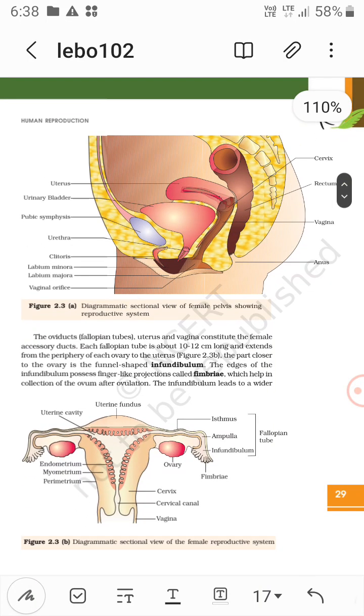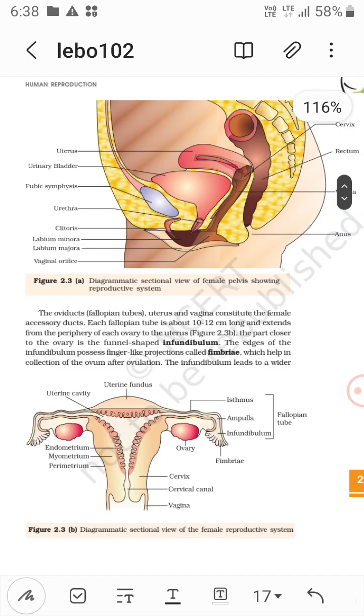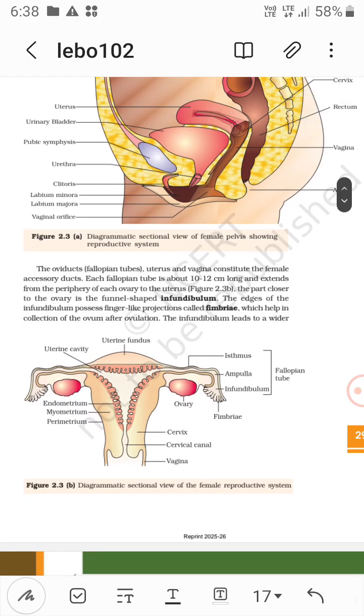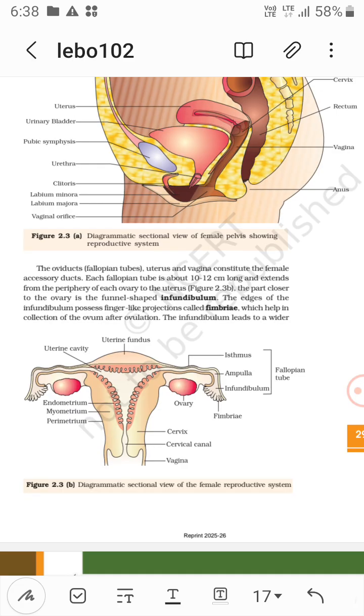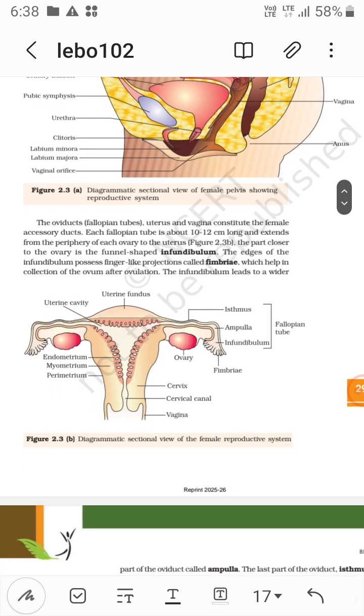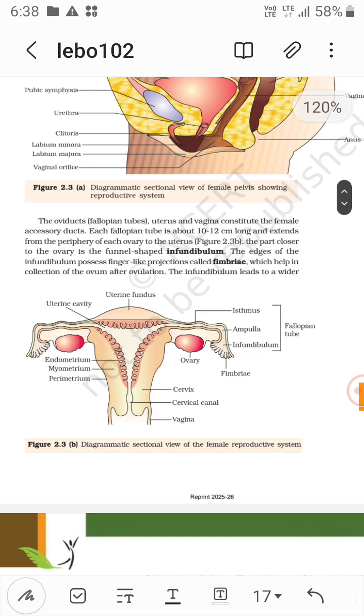So the oviducts, what are the oviducts? These are the fallopian tubes, that's it. Uterus and vagina constitute the female accessory ducts. In male accessory ducts, as you know, from the rete testis to the urethra, these are the male accessory ducts. Each fallopian tube is about 10 to 12 centimeters and extends from the periphery of each ovary to the uterus, right?